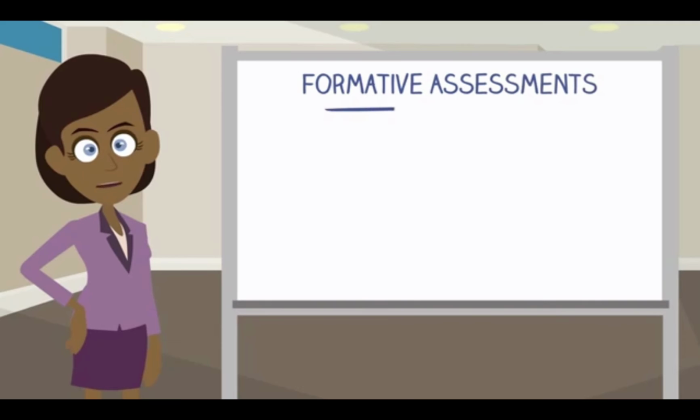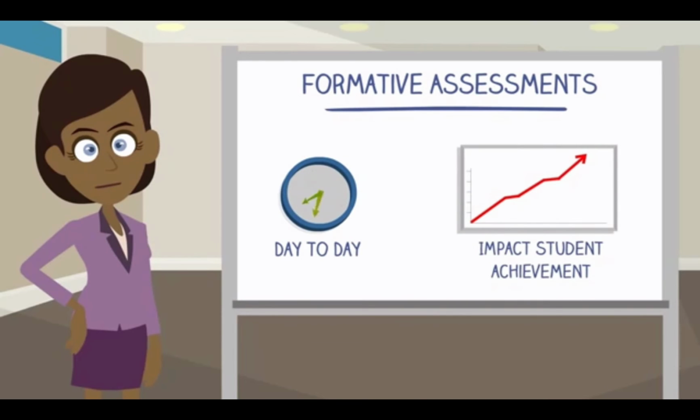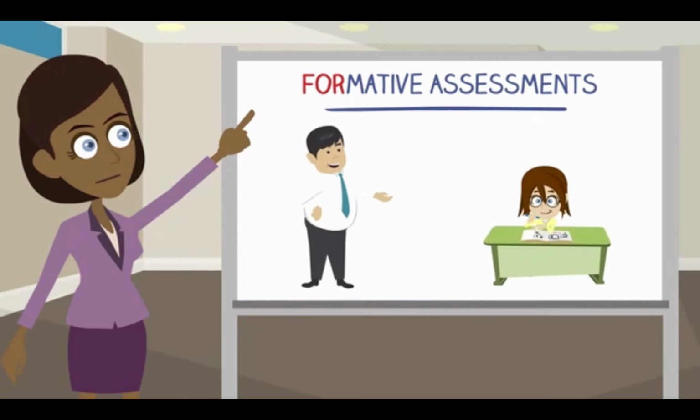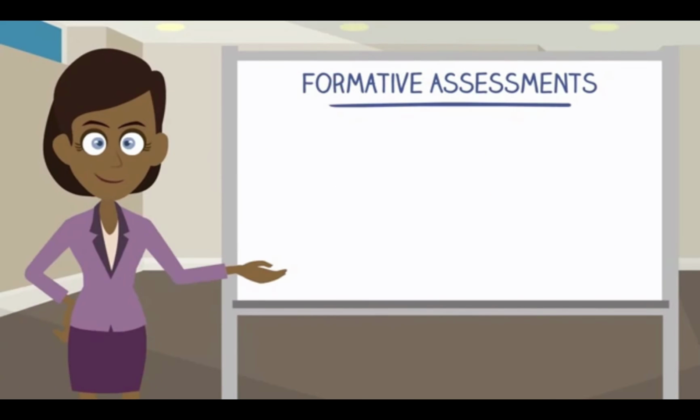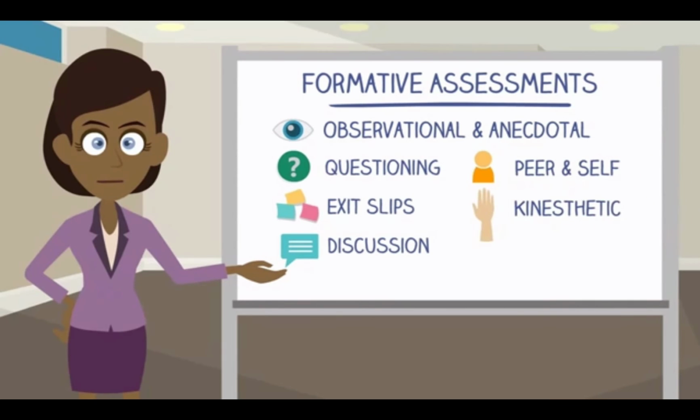The formative assessment process is more important from a day-to-day perspective and significantly impacts student achievement when used correctly. The formative assessment process acts as an assessment for learning. Educators use the results to inform instruction. Examples of effective formative assessment tools include, but are not limited to, observational and anecdotal practices, questioning, exit slips, discussion, pair and self-assessment strategies, and kinesthetic assessment.